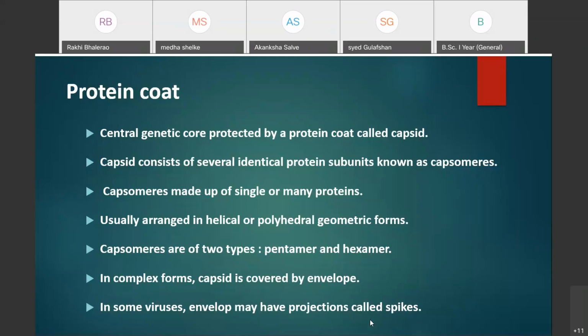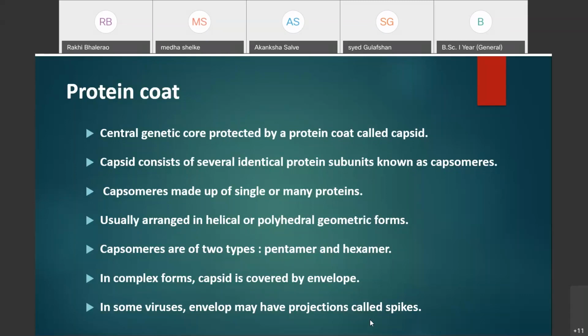Okay, that protein coat facilitates the attachment to the host cell, and it also protects the genetic material of the virus from the nuclease enzyme which is present in the biological fluids. Okay, that is about the structure of the viruses.